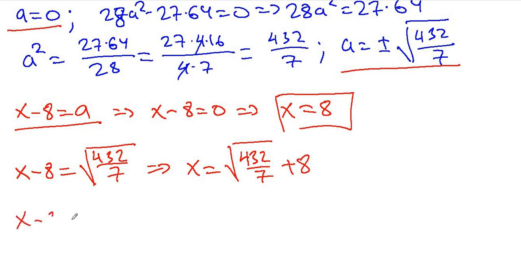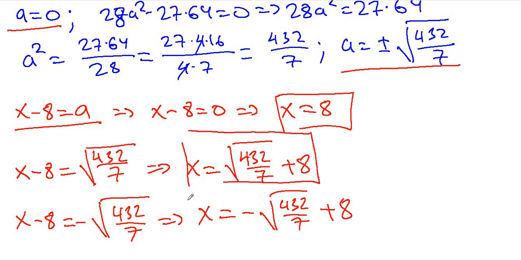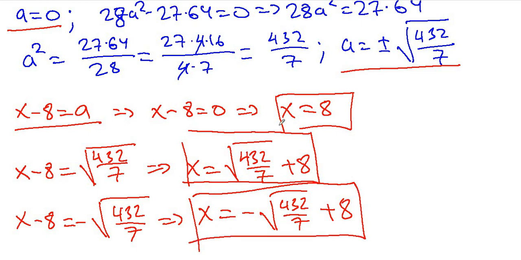And x minus 8 is equal to minus square root of 432 divided by 7. And here I will get x equal to minus square root of 432 divided by 7 plus 8. And as you can see, for this equation we have 3 answers, and these answers are here. So this is our final answer.